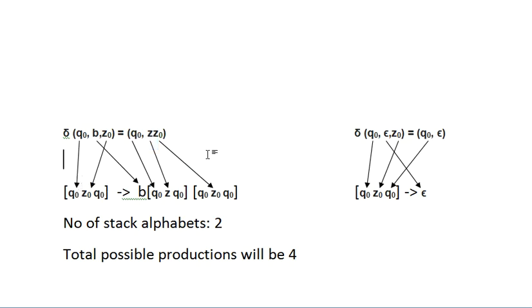Okay, and if we are having 3 alphabets, suppose, then how many? That is 3 into 2, 6, correct? Because how many states are we having? We are having 2 states, right? If you are having 3 states, then 3 into 3, 9 different productions. This you have to keep in mind. Okay, this is an important thing.